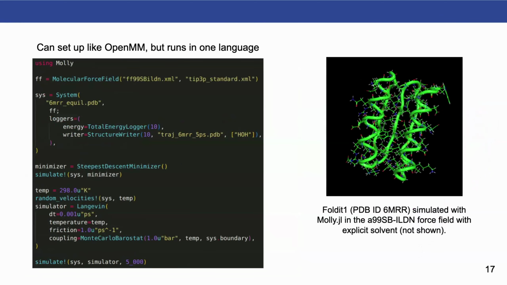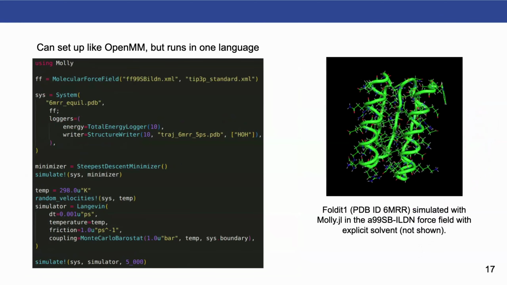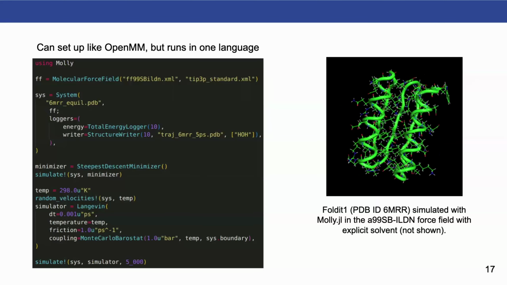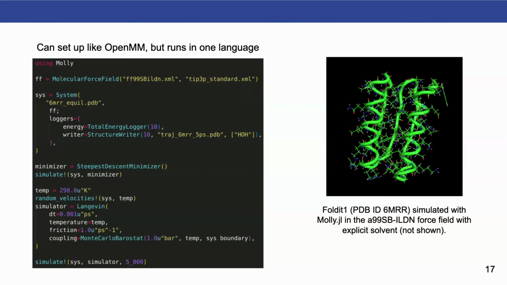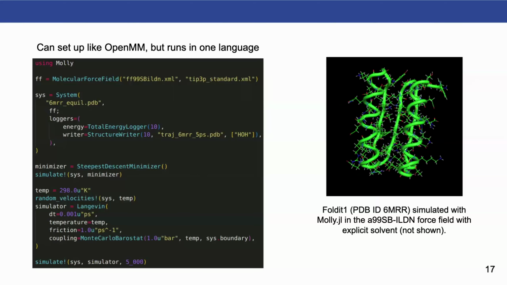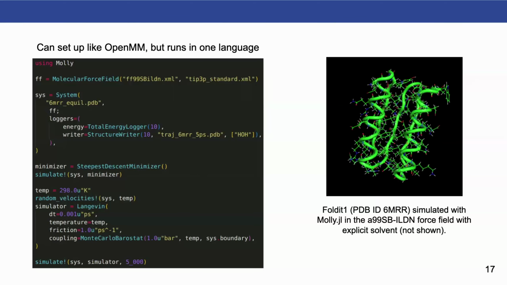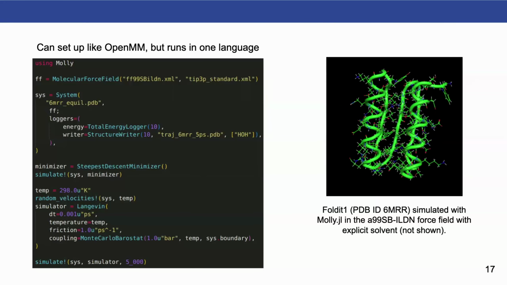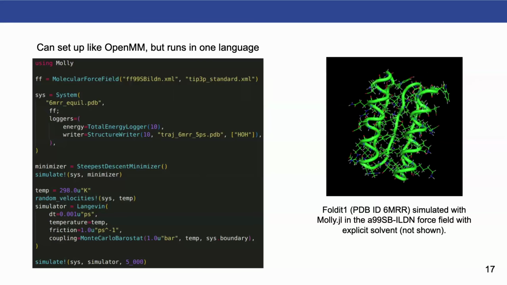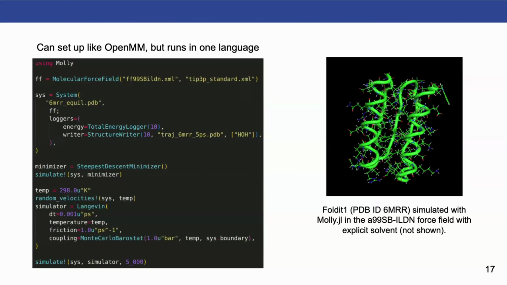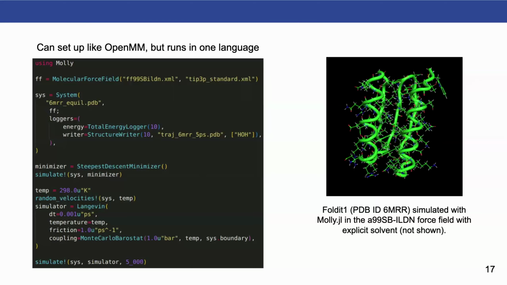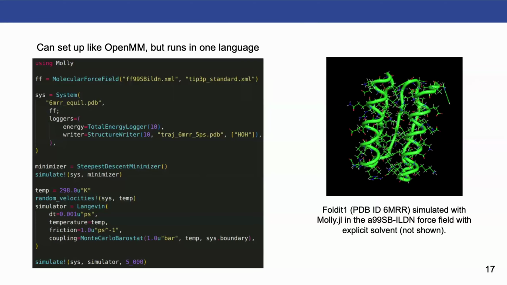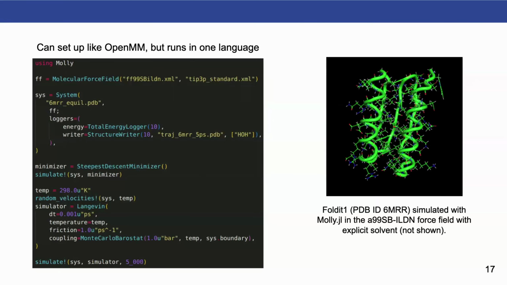We then do a minimization before we generate the velocities. And then we use the Langevin integrator, which adds noise every step. In this case, we're also using the Monte Carlo barostat, which is a way of keeping the pressure constant, so it changes the box size. So in this case, we're running an NPT ensemble because we're keeping pressure and temperature constant. And again, we run simulate.